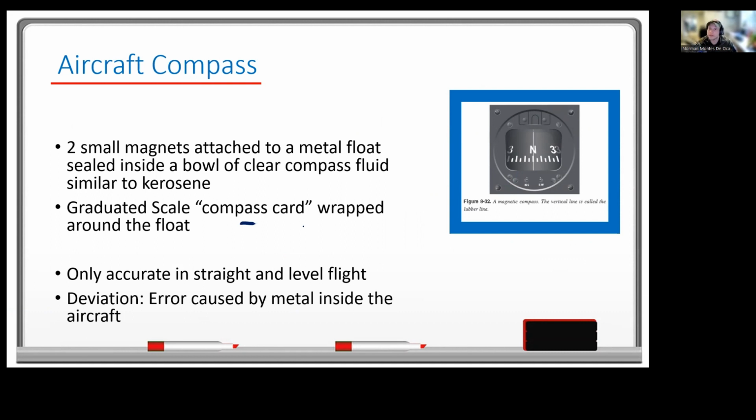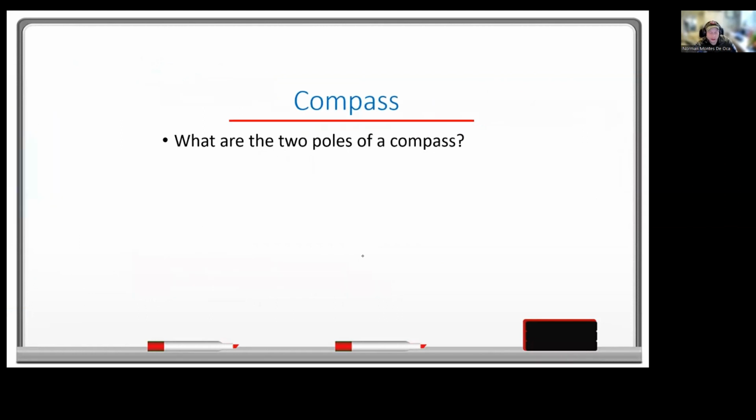Now, there are some things we have to keep in mind when we are relying on the compass. It is only accurate during straight and level flight. So if you're in a turn or if you're accelerating or decelerating or climbing, then you really can't trust your compass. There's also something called deviation, which is error caused by metal inside the aircraft. So far there are turn and dip errors and deviation. And there's also something called variation, and we're going to talk about that in a bit.